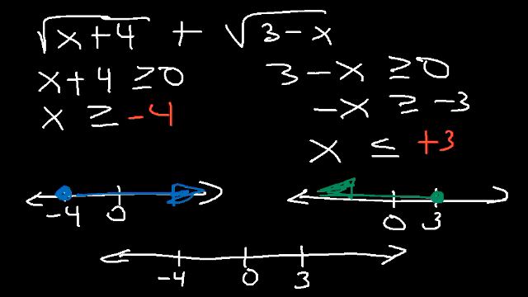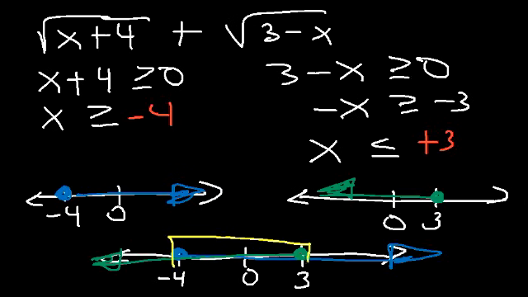So the first one starts at negative 4, and it goes all the way to the right. Now the second one, it starts at 3, and it goes all the way to the left. So notice that both regions are shaded between negative 4 and 3. So that's where it works for both radicals.